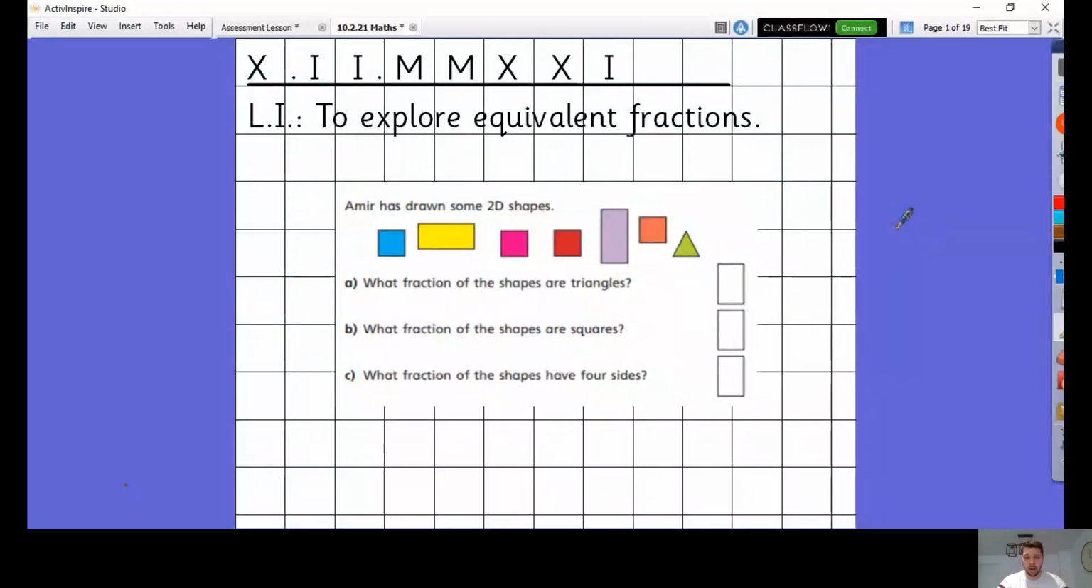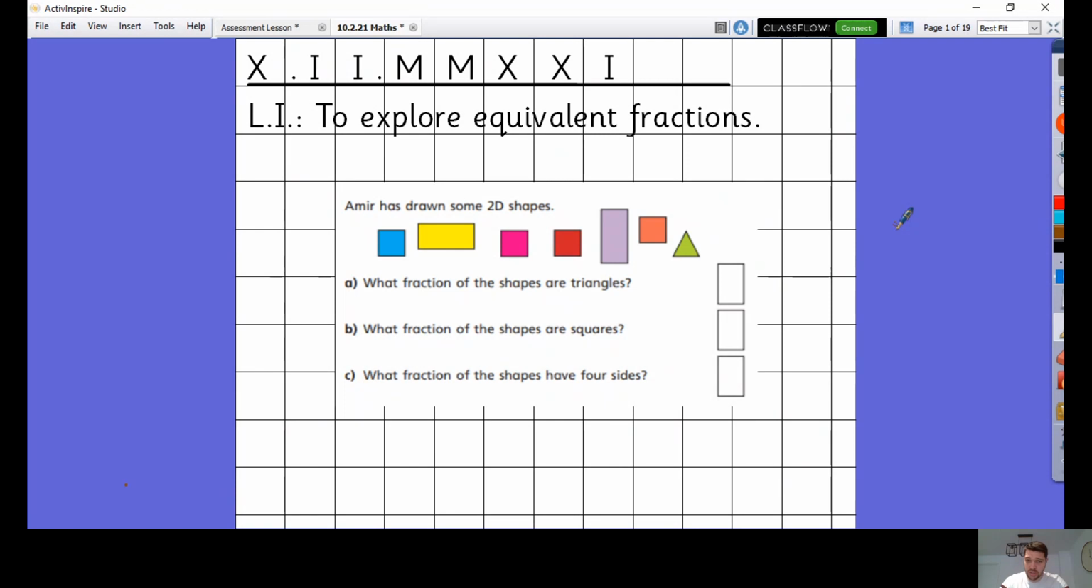Okay, so I'm just going to share my screen with you. I'm going to go over the first slides pretty quickly after our starter. So our starter says Amir has drawn some 2D shapes, two-dimensional shapes. 3 parts to this question.